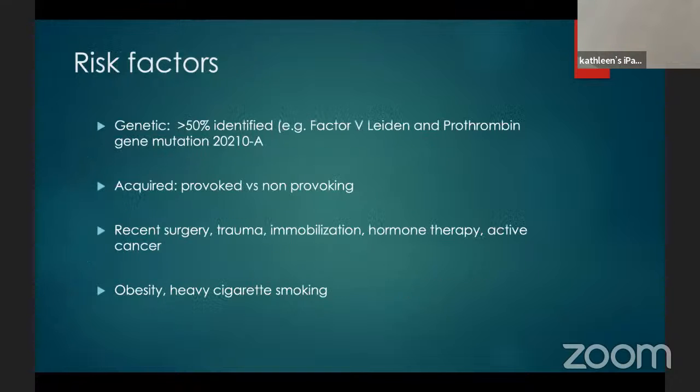Risk factors, genetic. There are greater than 50 mutations identified. Most common are factor V Leiden and the prothrombin gene mutation.